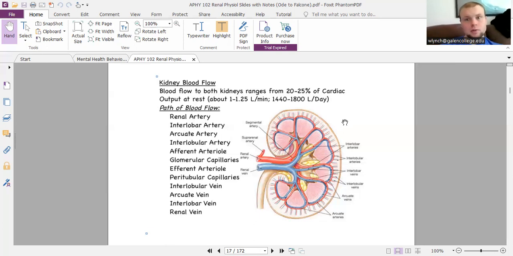That arterial blood is going to exit through the efferent arteriole out of the glomerulus to the other side of the circulation. It's then going to move through the peritubular capillaries, back down through the interlobular veins, into the arcuate veins, back down through the lobes and between the lobes and the interlobar veins, and then out of the kidney back towards the inferior vena cava through the renal vein.